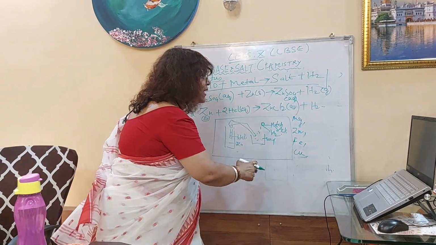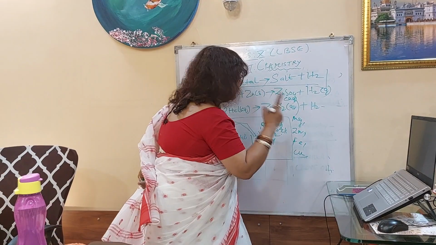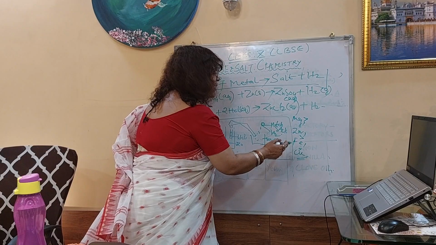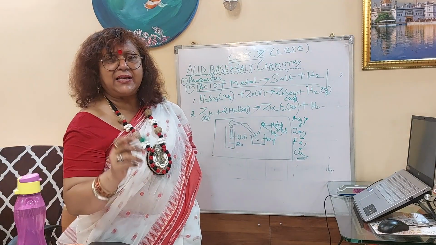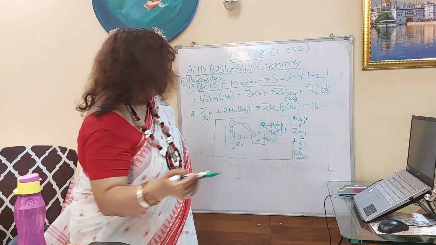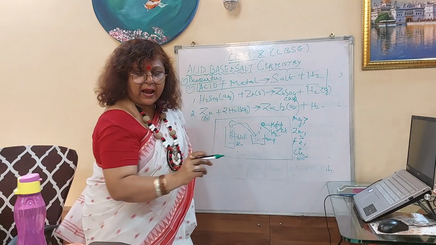If you will see, the hydrogen gas will be produced maximum in the first case in magnesium, then zinc, then iron, and least in copper. In copper we can say negligible, no reaction takes place. So you should keep in mind, for example, magnesium, zinc, iron and copper, which metal reacts with the acid first and where the hydrogen evolution takes place very fast. So this was the first property: acid plus metal gives rise to salt and hydrogen.